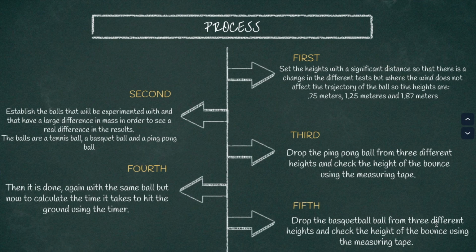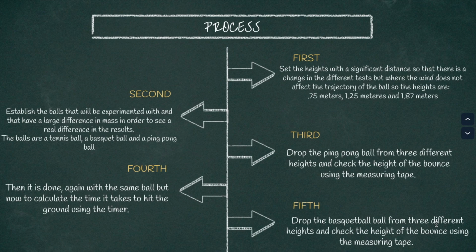For the process, first of all, we set the heights with a significant distance so that there is a change in the different tests, but where the wind doesn't affect the trajectory of the ball, so the heights are 0.75 meters, 1.25 meters, and 1.87 meters. Second, we establish the balls that will be experimented with and that have a large difference in mass in order to see a real difference in the results. The balls are a tennis ball, a basketball, and a ping pong ball.